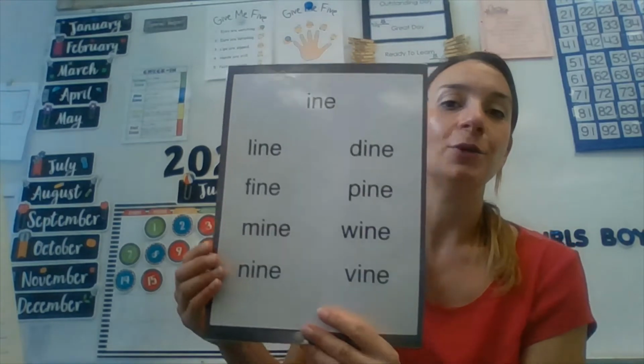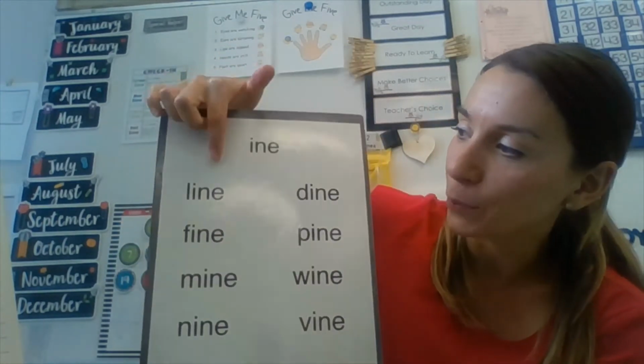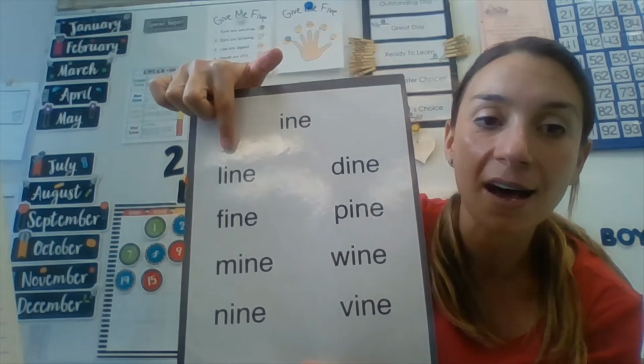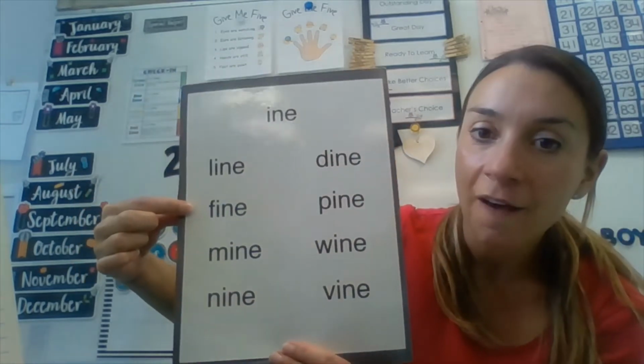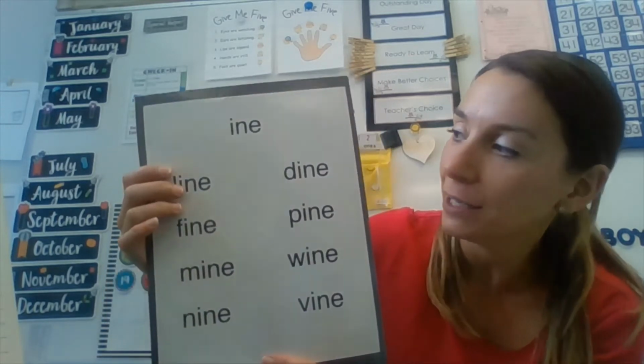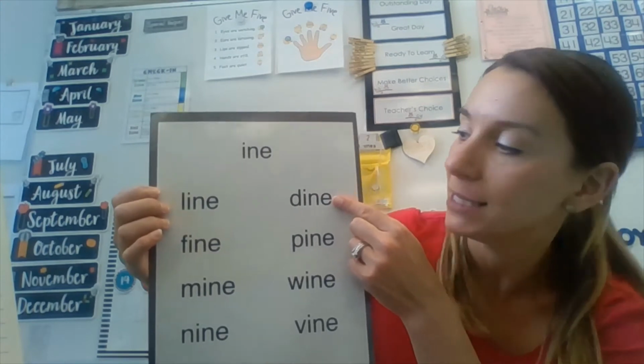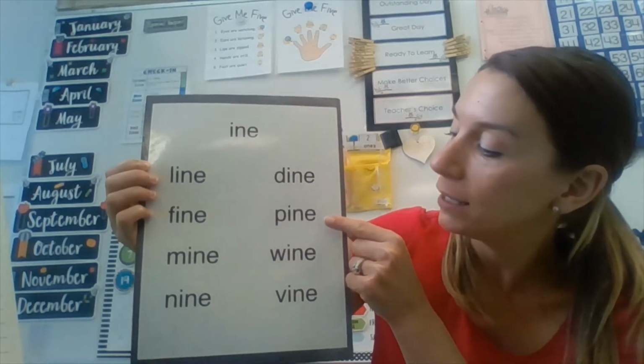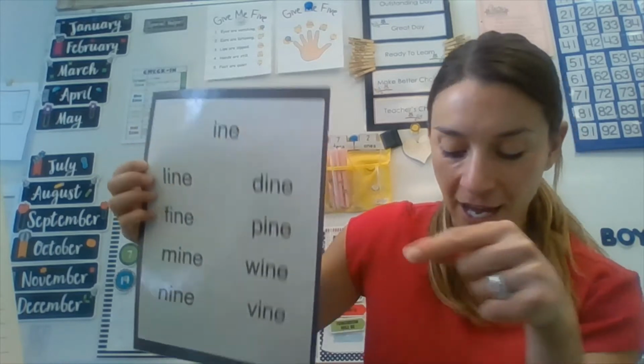So "ine" words. So read these with me. Okay, read them. So what does this say? Starts with an L, ends in "ine", so line. What about this one? Fine. Mine. 9. Here's this one. This one was in our book lots. Dine. Pine, wine, and vine. And in our book, we also had Valentine and porcupine. See if you can think of any other "ine" words. Make sure to complete those 2 pages in your word family booklet. And remember, there's always fun activities that you can do with these words as well.